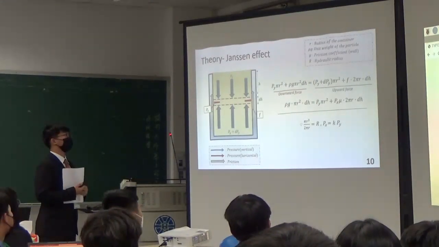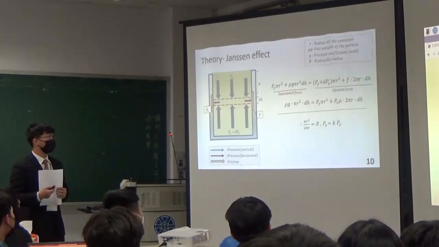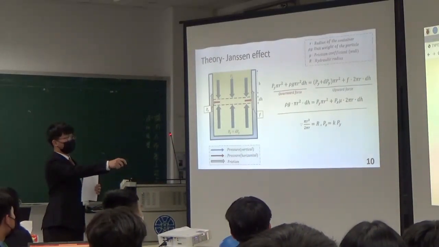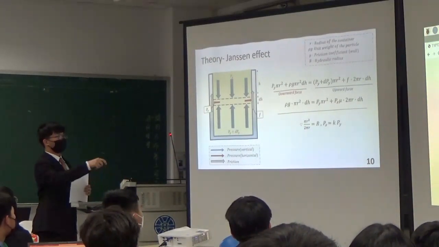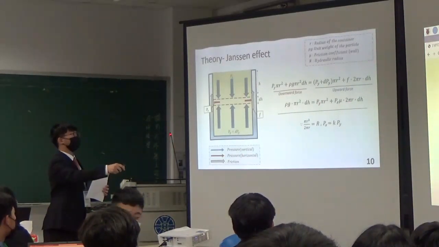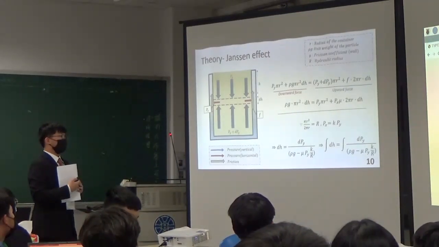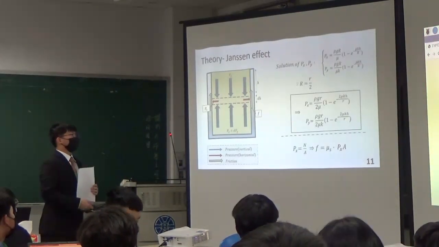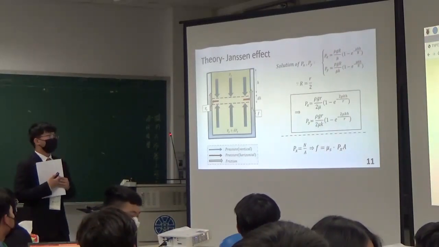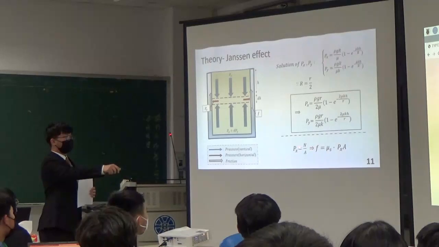And here's the theory of the Janssen effect. First, we focus on a certain layer in the container, and this layer will be balanced by the normal force and the friction. So we can write the equation to describe this situation, and then substitute the hydraulic radius into the formula. We can get this. By solving the equation, we can get a solution for the vertical pressure and horizontal pressure, and it will look like this.